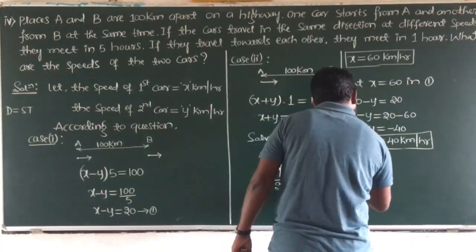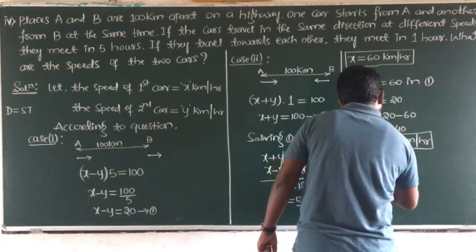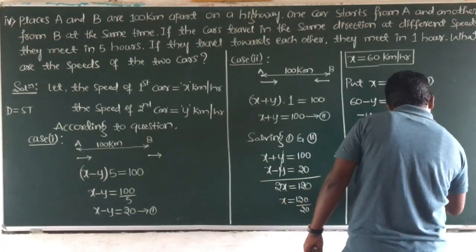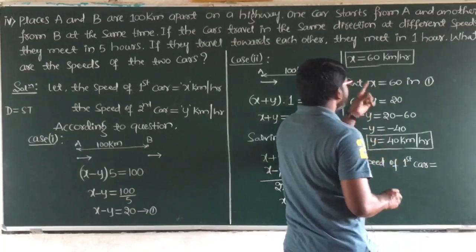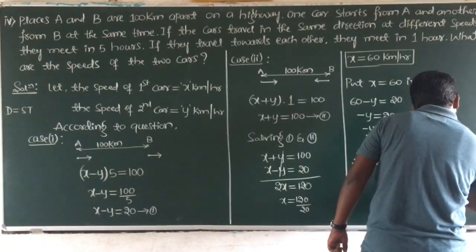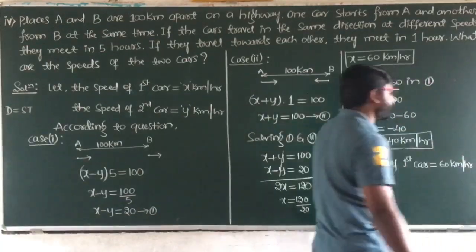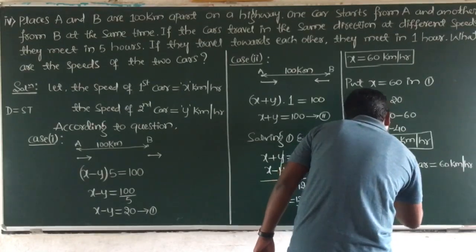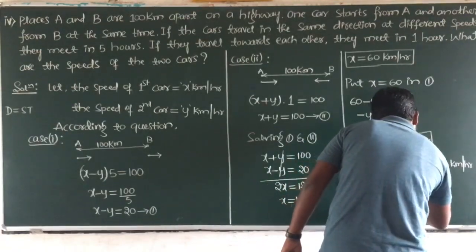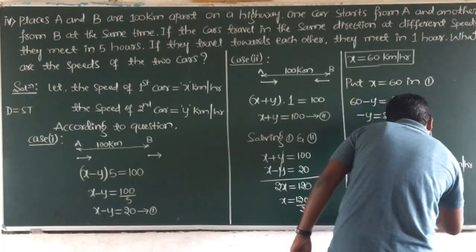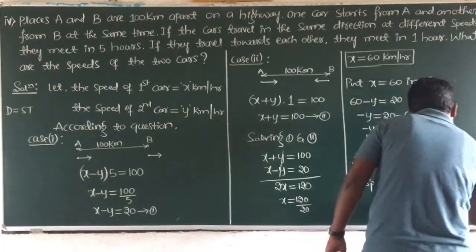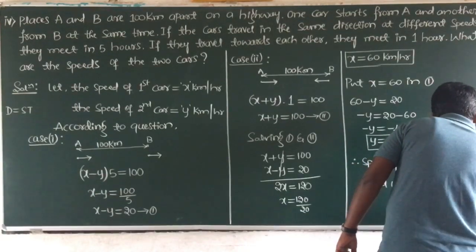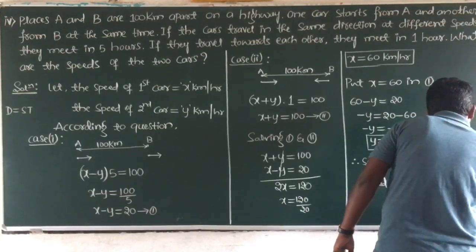Therefore, the speed of the first car equals 60 kilometer per hour, and the speed of the second car equals 40 kilometer per hour. So this is all about the fourth sub question.